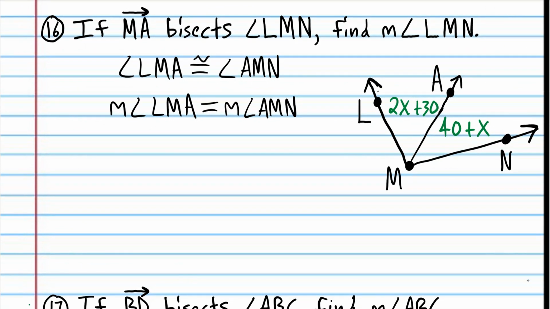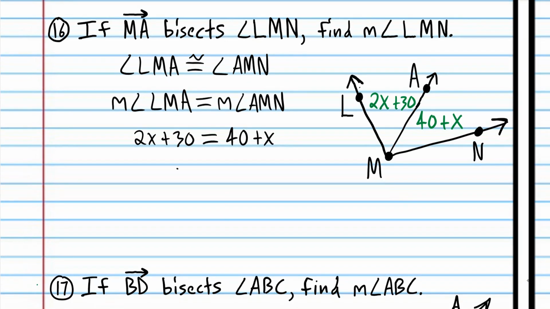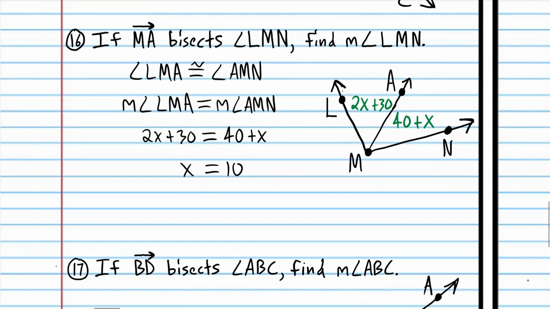Now, we know the measure of angle LMA is 2x plus 30, and the measure of angle AMN is 40 plus x. So we're going to subtract x from both sides and subtract 30 from both sides, and we get x is equal to 10. So that was part one of the problem. Now we go on to part two.